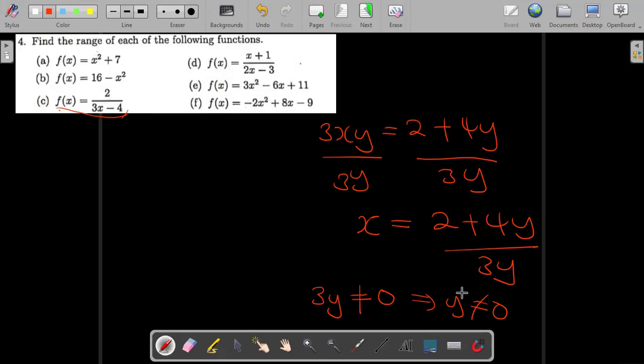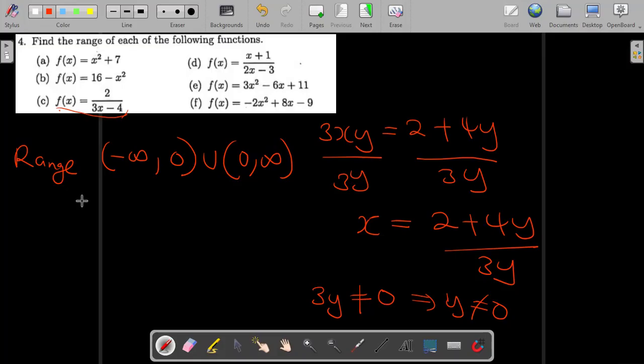So if y should not equal 0 is my domain, meaning the range is going to be the set where y is not equal to 0. And I can write that in interval notation, going from negative infinity all the way up to 0, but 0 will not be included. So I'll open there, then I say union, then 0 all the way up to positive infinity. So that will be the range of my function.